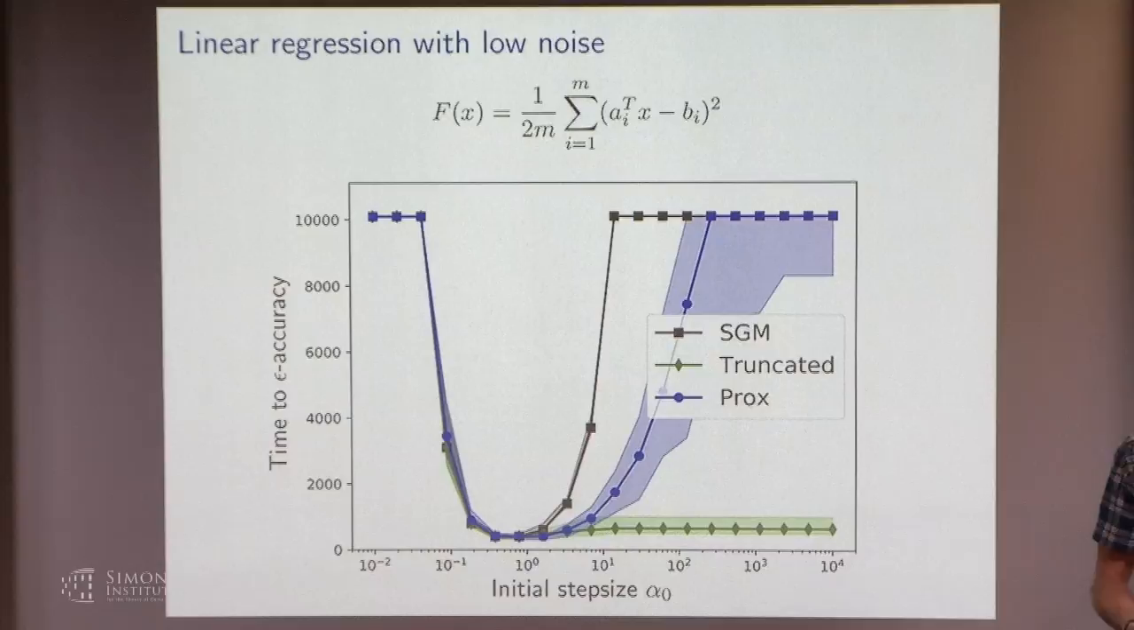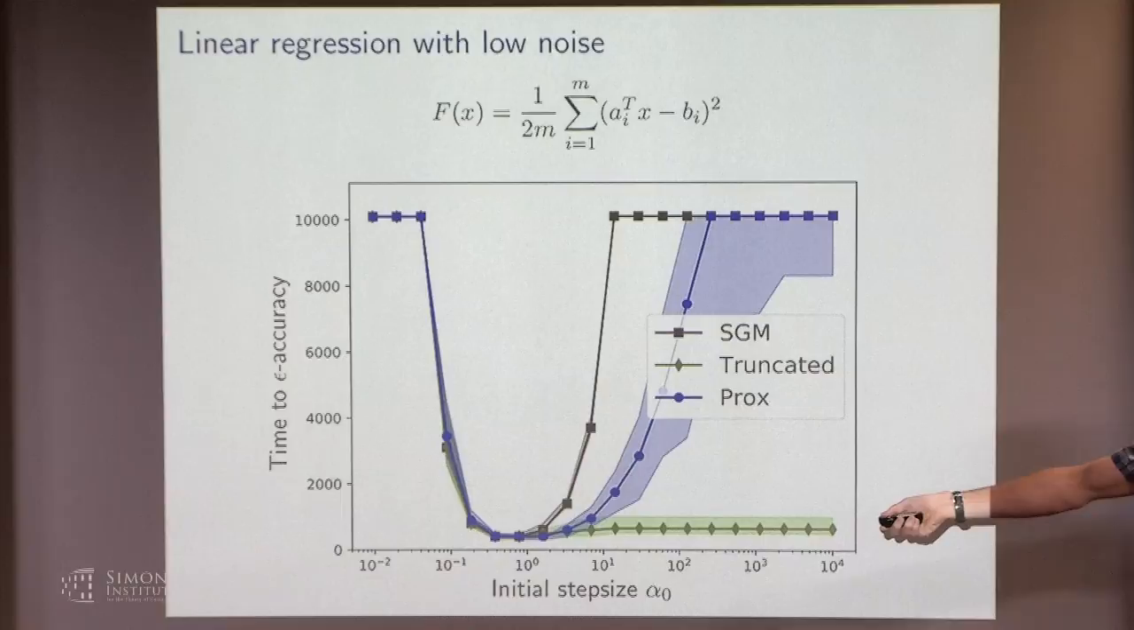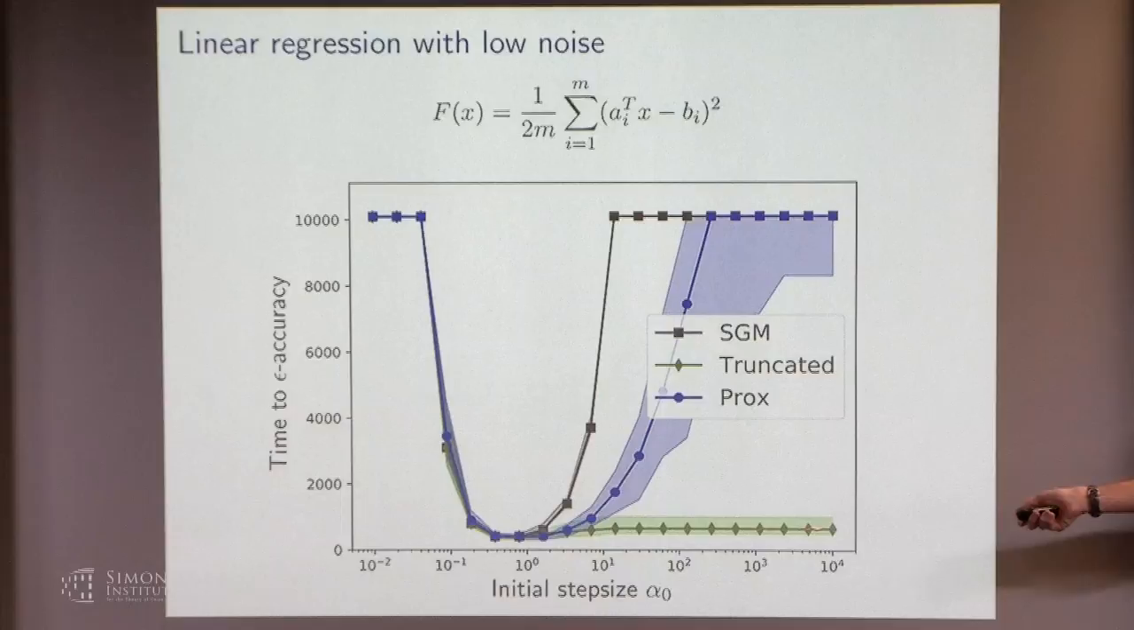Here's a first experiment. This is a linear regression problem where the noise in our observations b_i is fairly small. Okay, I'm sorry, I should know what it is, but I don't remember. And what you see is that there's some regime where the stochastic gradient method is convergent, say between step sizes 0.1 and 1. The full proximal method is convergent for a wider range of step sizes, and it turns out in this experiment these truncated methods, where you just stop once you hit zero, have great convergence for five orders of magnitude worth of step sizes.